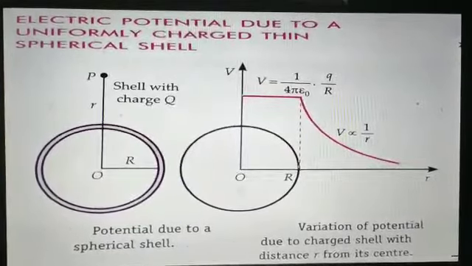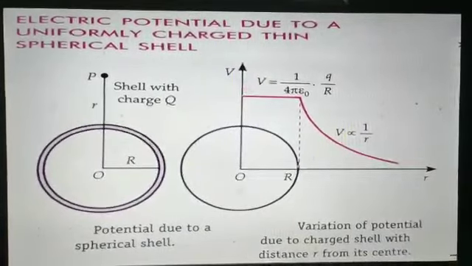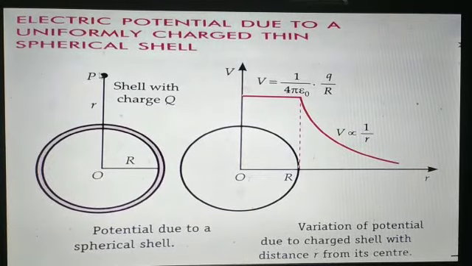Now there may be three different points where we are going to find the electric potential. Let the point be given by P. The point can be outside the sphere, at the surface of the sphere, and somewhere inside the sphere. The small r represents the distance of the point P from the center of the sphere. So we are going to discuss these three conditions.